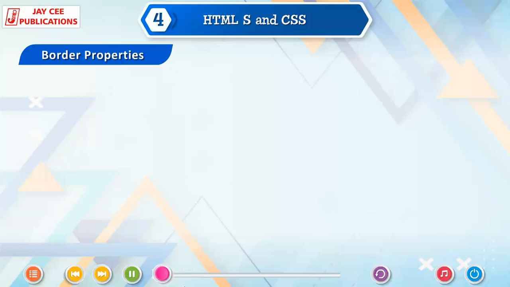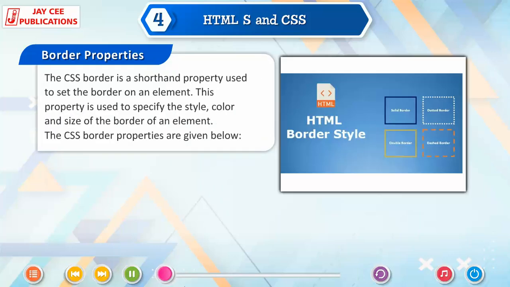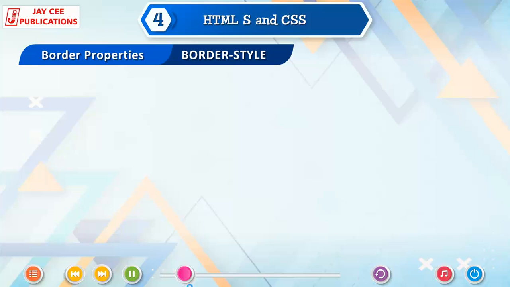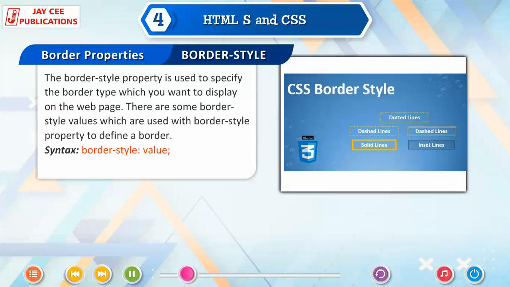Border properties. The CSS border is a shorthand property used to set the border of an element. This property is used to specify the style, color, and size of the border of an element. The CSS border properties are given below. The border-style property is used to specify the border type which you want to display on the web page. There are some border style values which are used with the border-style property to define a border.